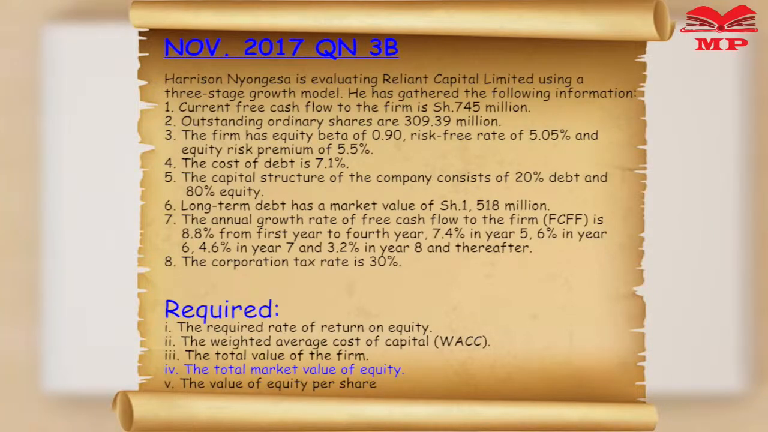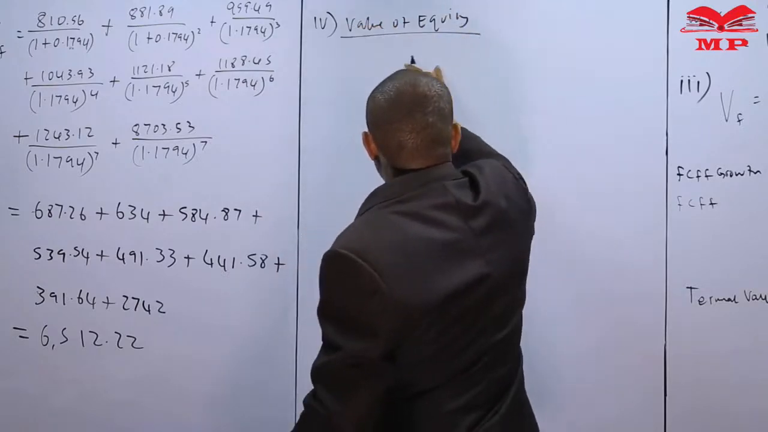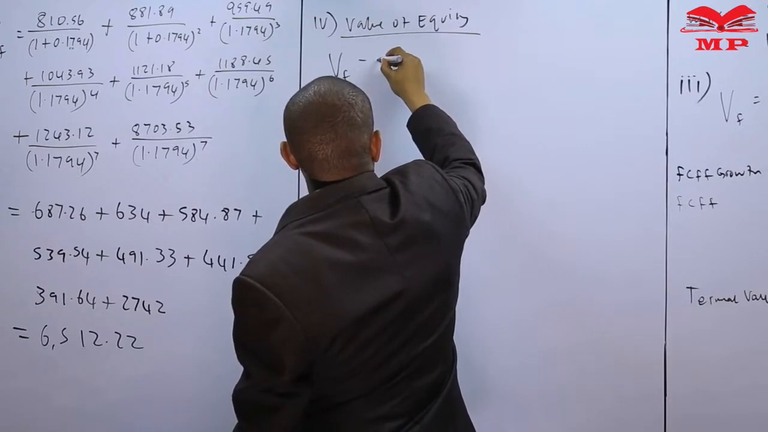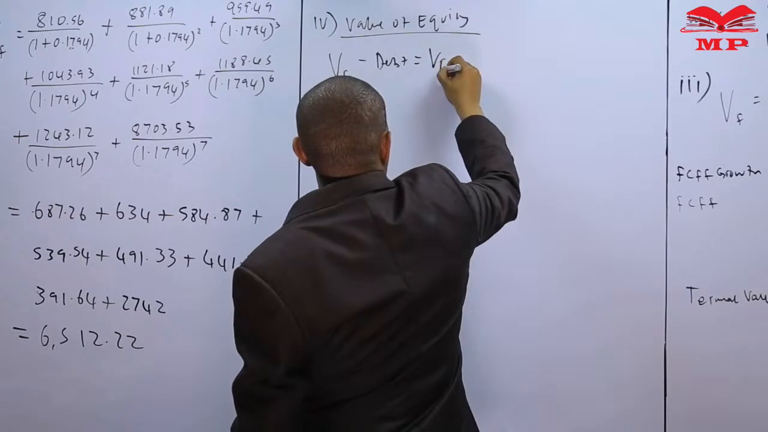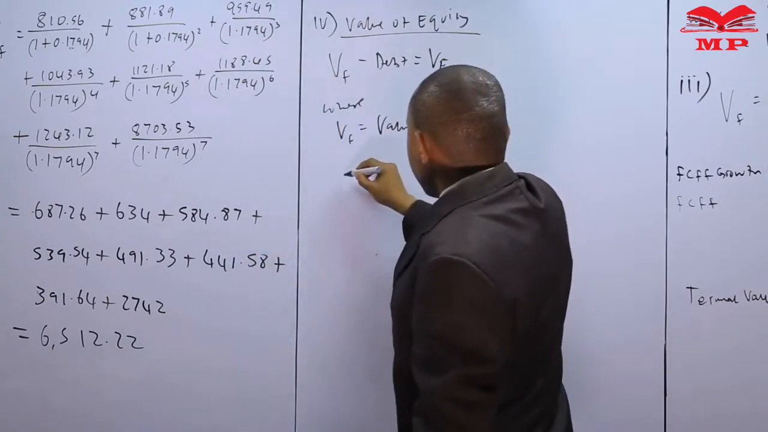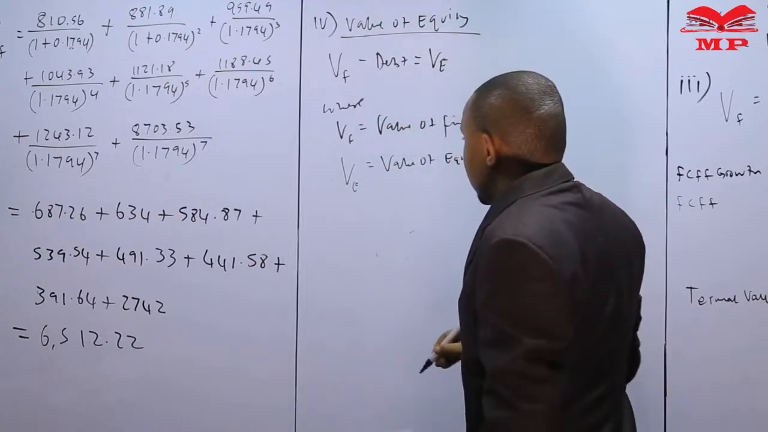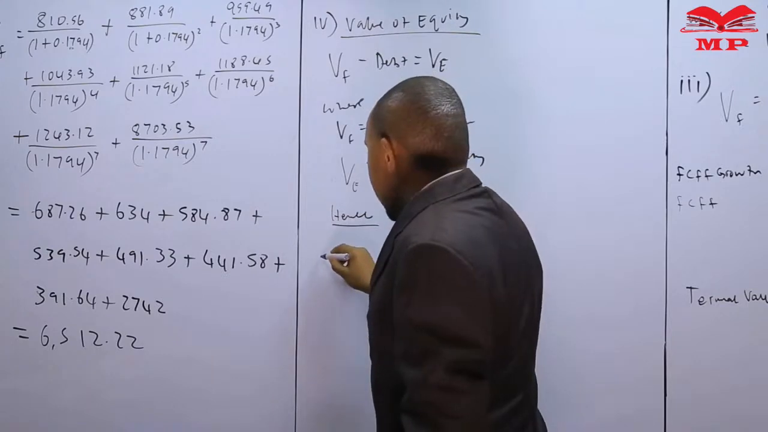Now moving on, let's look at the fourth part of the question, the total market value of equity. To get the total market value of equity, we already have the value of the firm there. Then we subtract the value of debt so that we can get the value of equity. Part four, value of equity. We have the value of the firm minus debt, where VF is the value of firm and VE is the value of equity, which you're being asked.